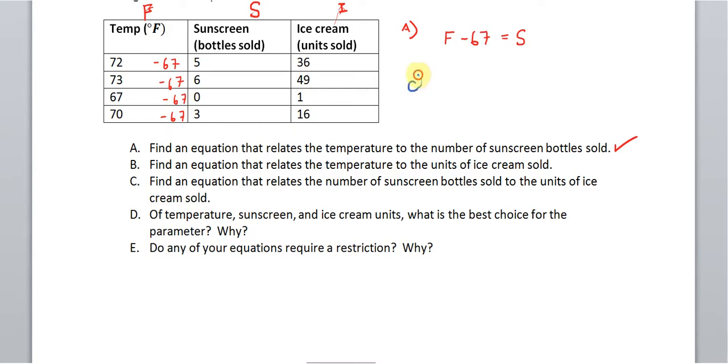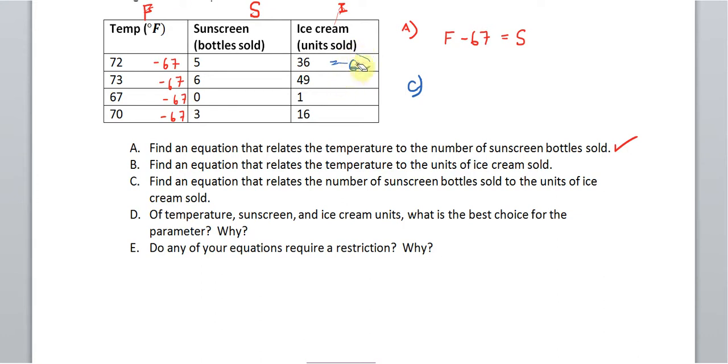Onwards to part C, and let's see what we can extract here. Find an equation that relates the number of sunscreen bottles to the units of ice cream sold. Okay, so here if we look at the remaining 2 columns, S and I, 5 and 36, 6 and 49, 0 and 1, 3 and 16. Well, one thing that we can point out here is that the units of ice cream, these are all perfect squares, right? 36 is really 6 squared.